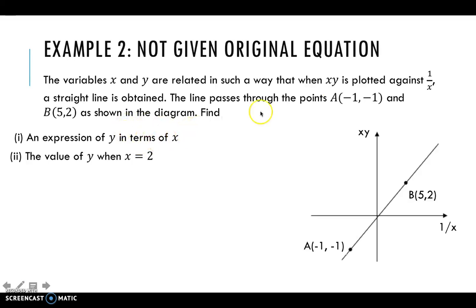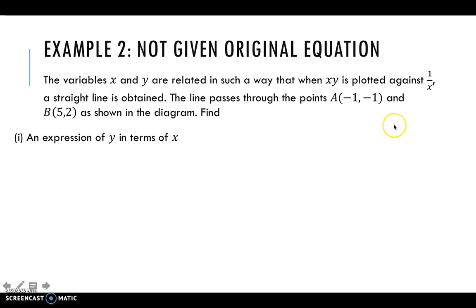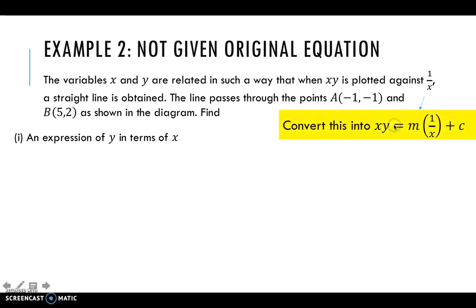Typically in this type of example, when they tell you that something is plotted against something, this should immediately cue you into the fact that this is a linear law type of question and you should be using your linear law stuff. Because they tell us that xy is plotted against 1 over x, we know that big Y must be equal to xy and big X must be equal to 1 over x, which is why we need to convert it into the equation xy equals m times 1 over x plus c. This is your big Y equals mX plus c.